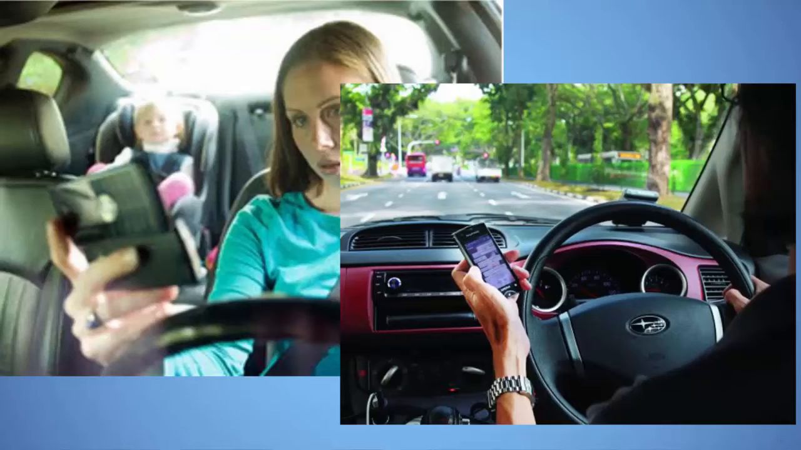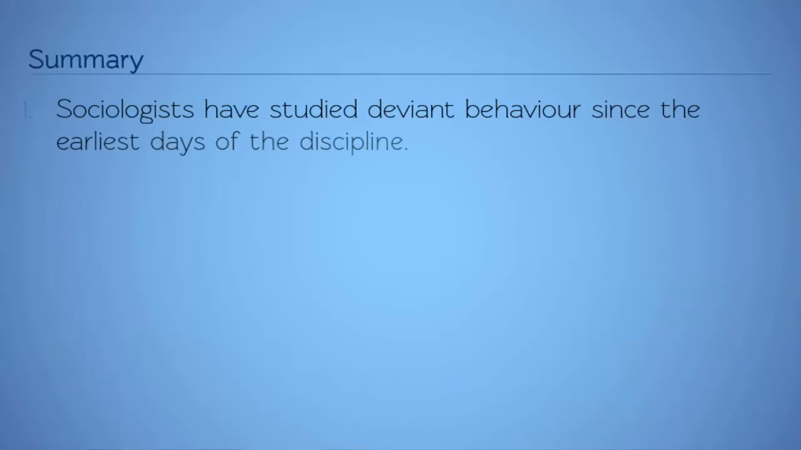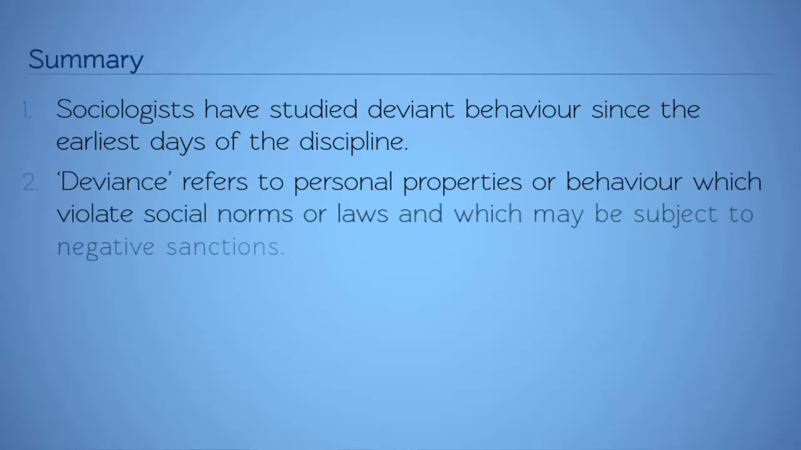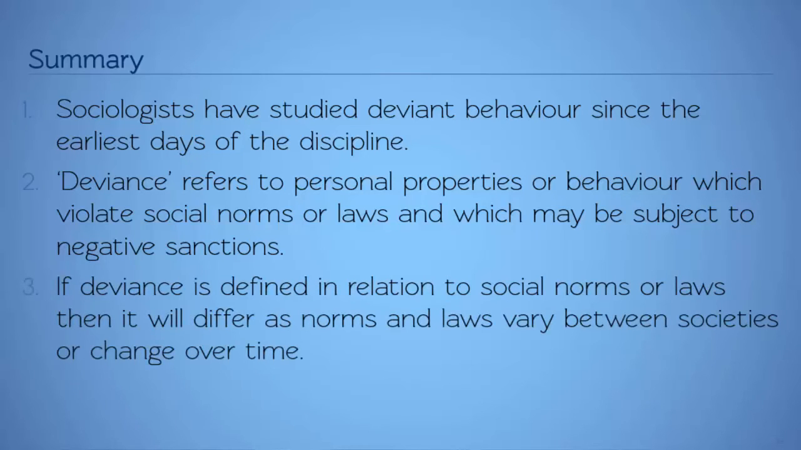These examples all illustrate the complexity of the relationship between deviance and crime, and this is one of the many interesting issues in criminology and the sociology of crime and punishment. In summary, sociologists have studied deviant behaviour since the earliest days of the discipline. Second, deviance refers to personal properties of behaviour which violate social norms or laws and which may be subject to negative sanctions. Third, if deviance is defined in relation to social norms or laws, then it will differ as norms and laws vary between societies or change over time.